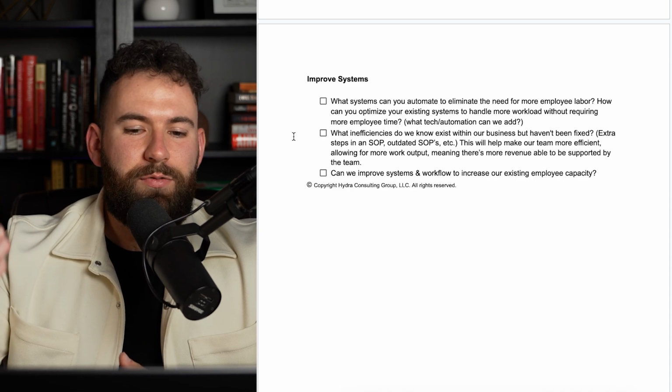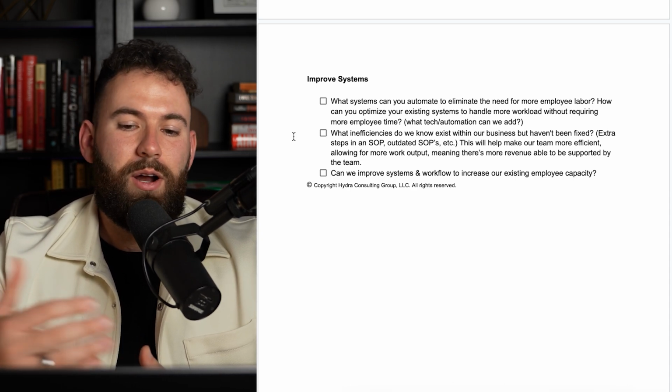Also, what inefficiencies do we know exist within our current business that we haven't fixed? This could be extra steps in our SOPs, outdated SOPs, bad processes, and this is going to help make our team more efficient, allowing for more work output and overall more revenue supported by that same team. So we've reached the end of the checklist, and hopefully you found 2 or 3 things that you can walk away, go and implement today to generate more revenue and profit in your business.